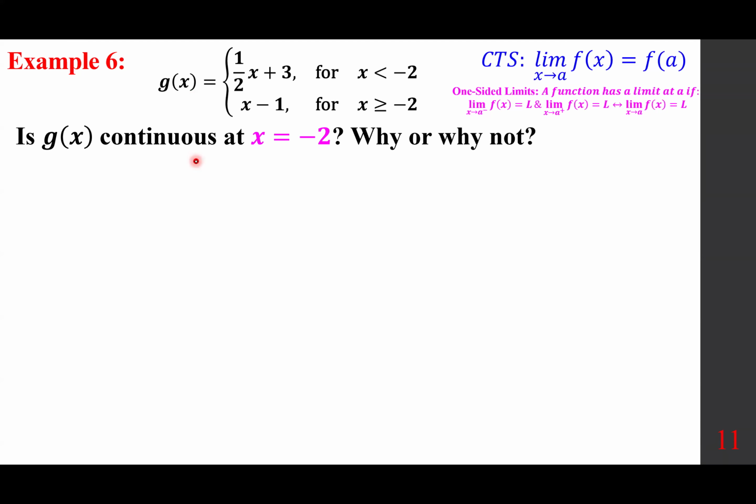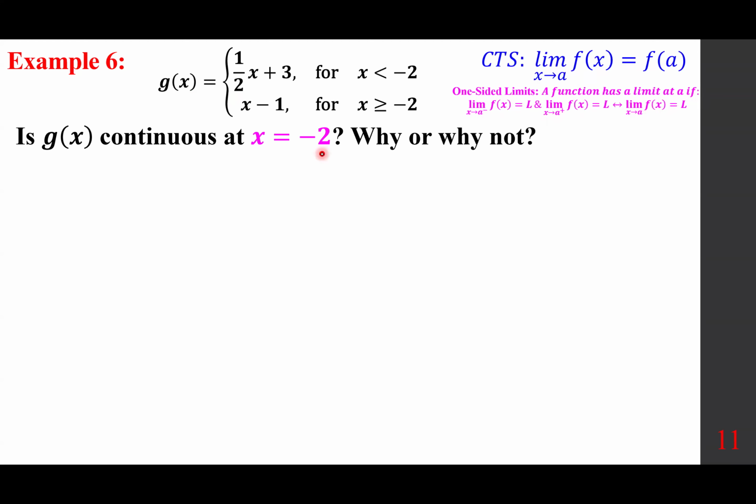First and foremost, continuity by definition: the limit of f of x as x approaches a equals f of a. Now, one-sided limits. A function has a limit at a if the limit of f of x as x approaches a from the left and from the right are both L. Therefore, the limit of f of x as x approaches a equals L. This is just to remind you what we did.